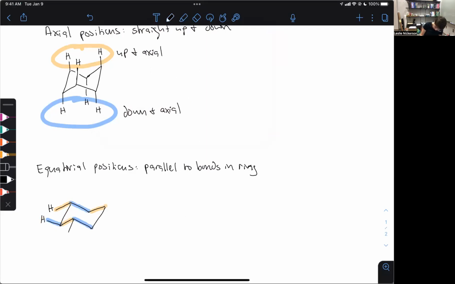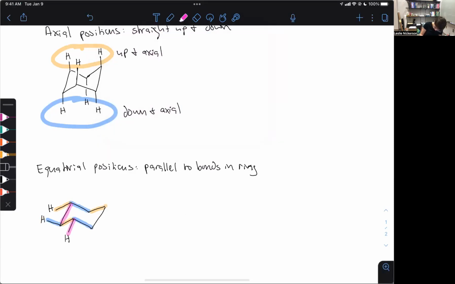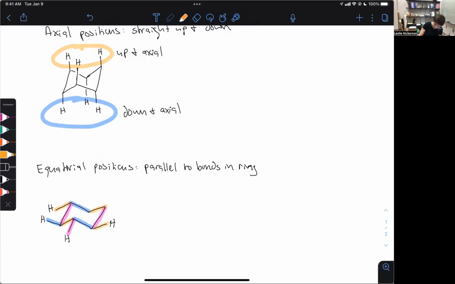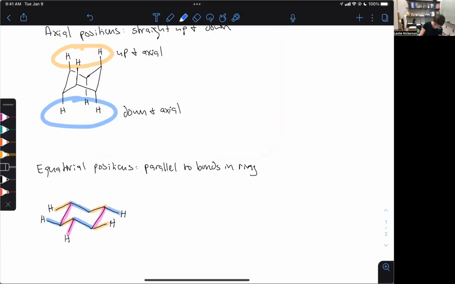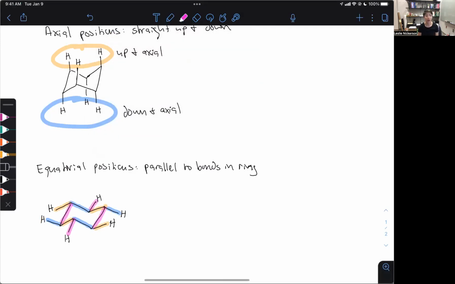Let's continue around the ring. So here, it's going to be there. We're going to have this one be up, and that one's going to get an orange. This one's down, and that one's blue. And then up, and that one's pink. Okay, so those are all of our equatorial positions.